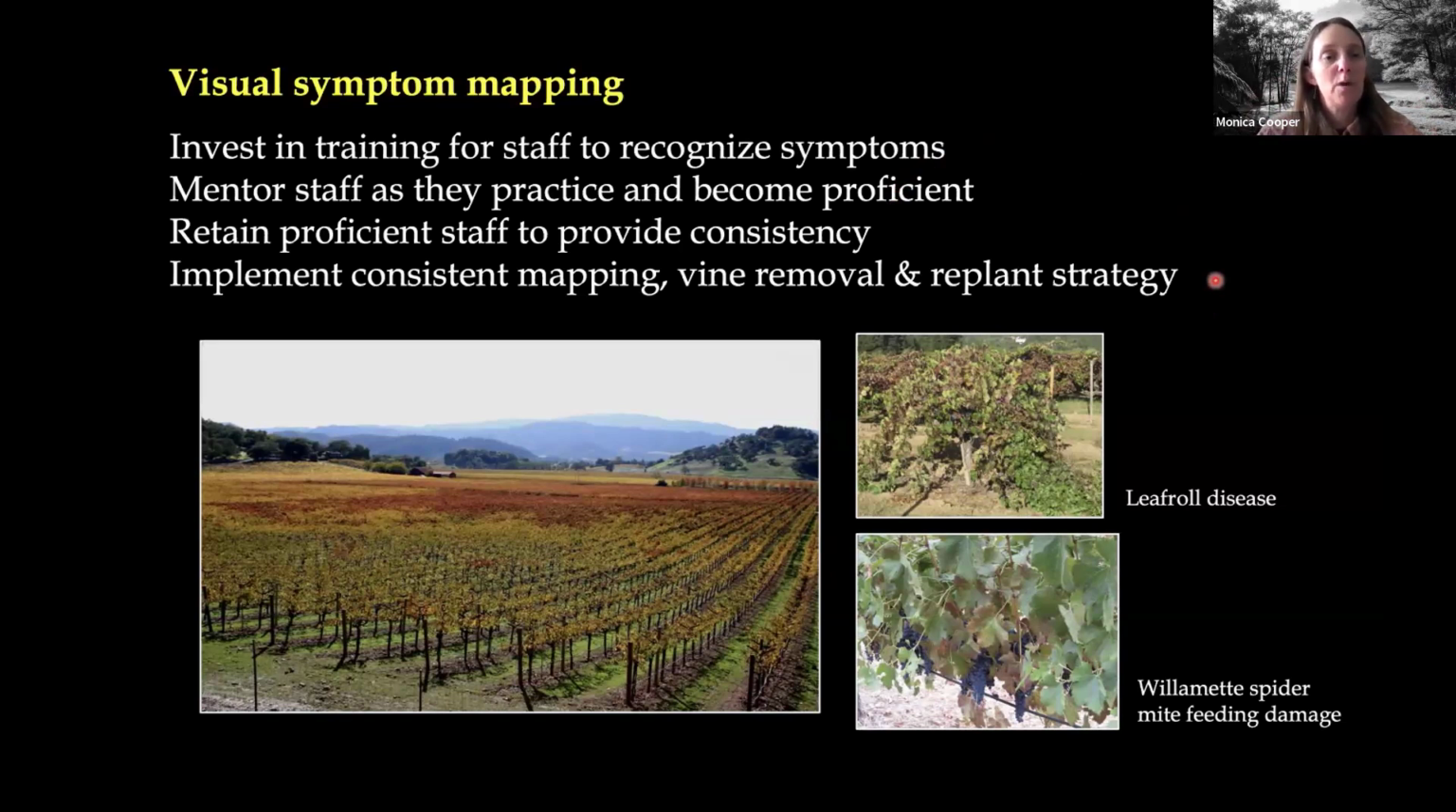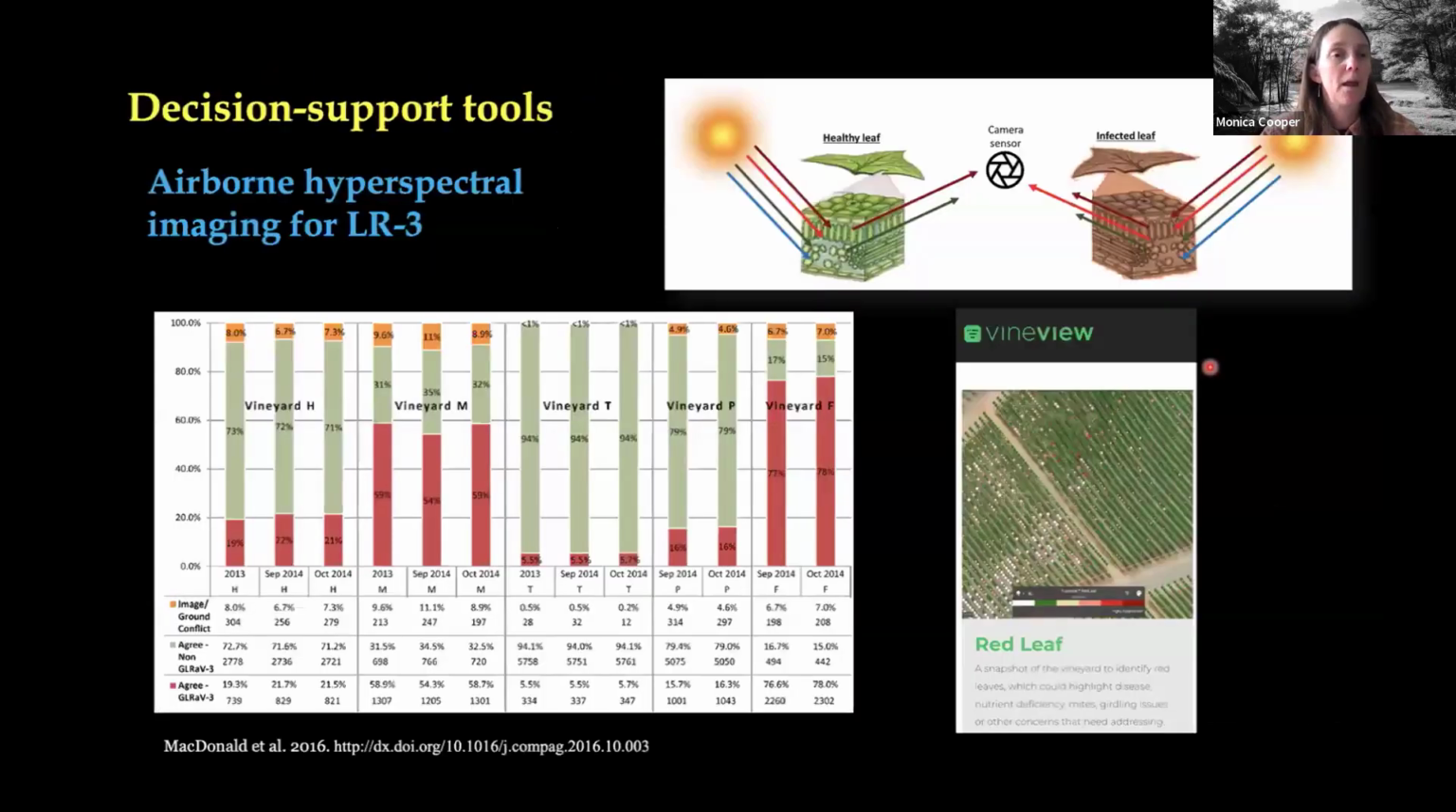And then lastly, you want to be consistent in your mapping. So if you do map, have practices that you follow. And if you bother to map them, please go back and remove them, because otherwise, why put in all the effort of mapping? And then when you think about your replant strategy, how are you going to reestablish vines in some of those places? And that can also require a lot of effort.